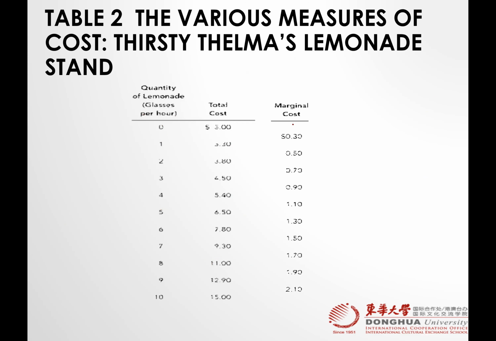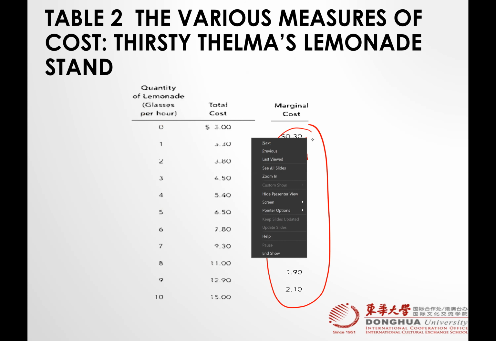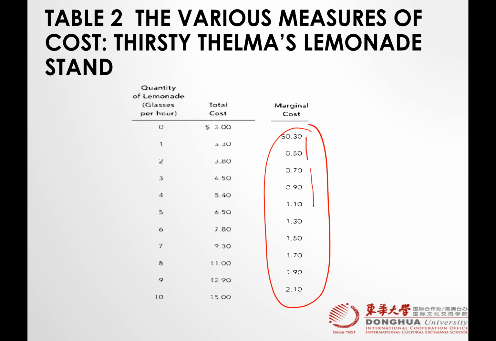And now you tell me, what is the behavior of MC? You see, it is increasing: 0.3, 0.5, 0.7, 0.9, 1.5, right? It is increasing. It means it looks like this, right?